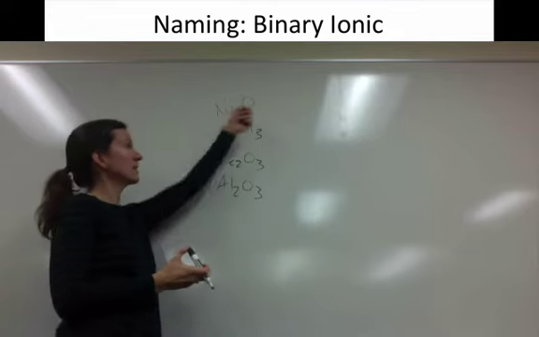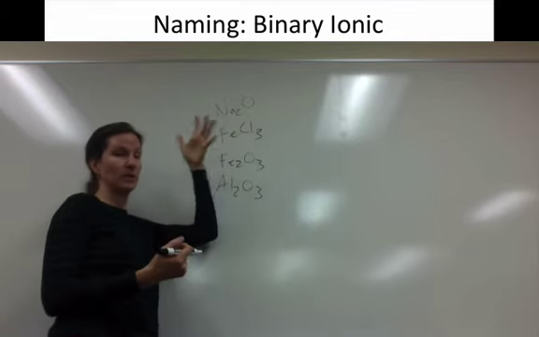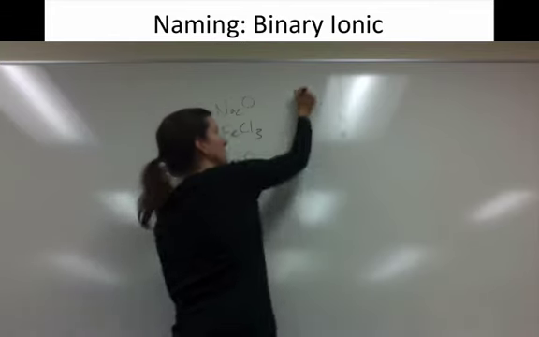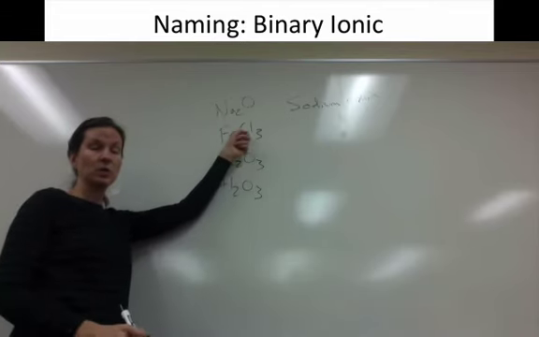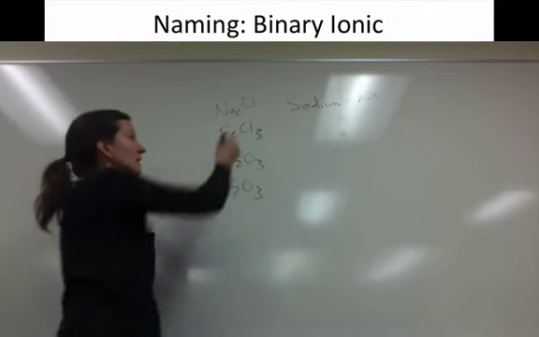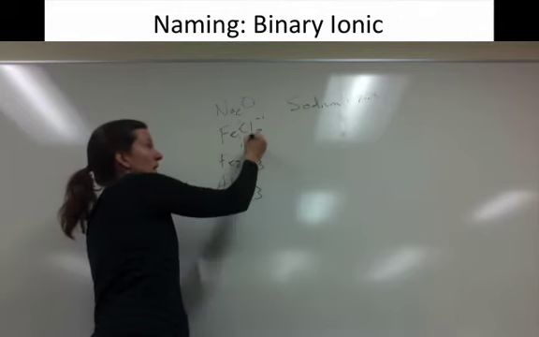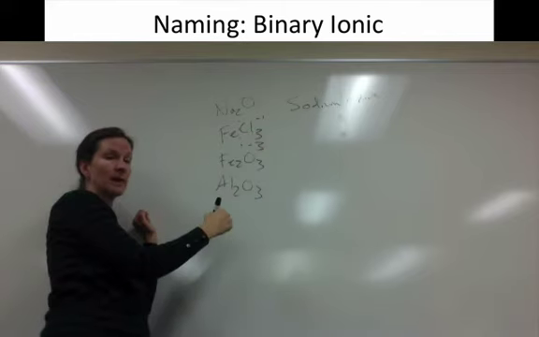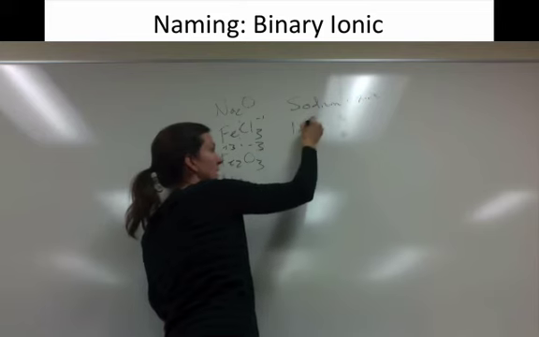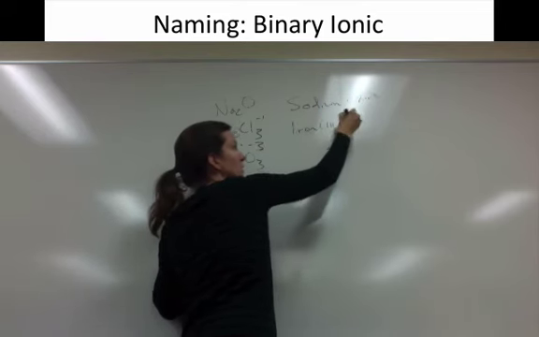A couple more examples. We've got sodium with oxygen. Again, sodium doesn't need a Roman numeral, so that's just sodium oxide, straight up. Down here, iron chloride. Iron's going to need a Roman numeral. It's a transition metal. Chlorine, again, is -1. I have 3 of them for a total of -3, so this iron has to be +3. So that's going to be iron 3 chloride.